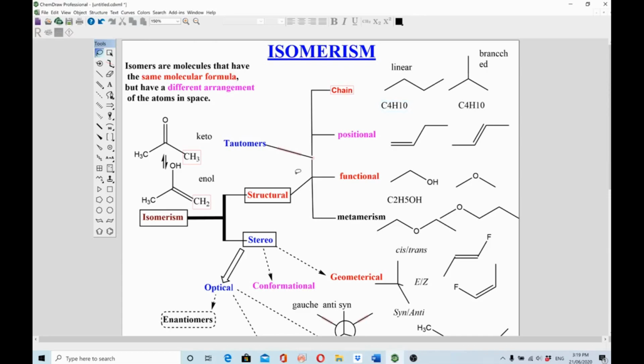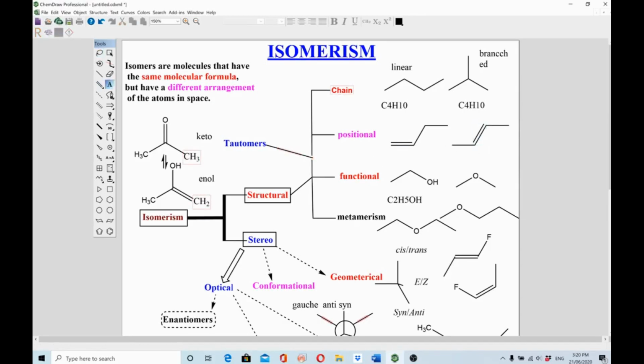Let's discuss another type of isomerism, positional isomerism, in which there is a change in the position of a functional group. For example, alkene is a functional group, that is called a double bond. In this case, these two molecules have the same molecular formula, same number of carbons, same number of hydrogens, but they are isomers because the position of the double bond is different. Have a look at the first one. The double bond is at the start. That's called a terminal alkene. Have a look at the second example. The double bond is in the middle. That's called an internal alkene.